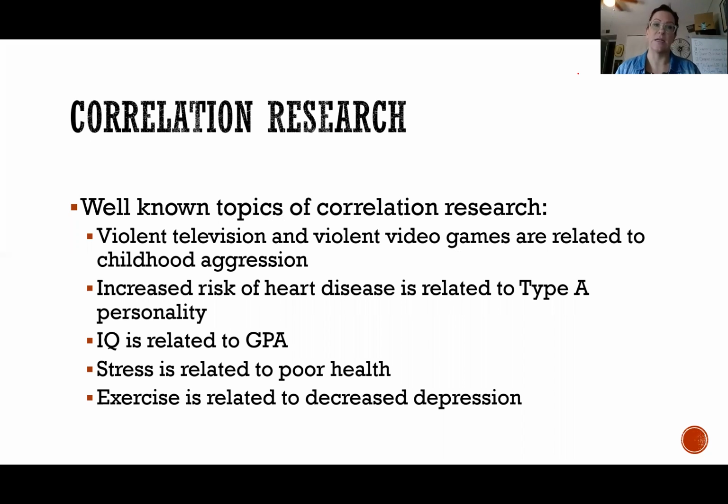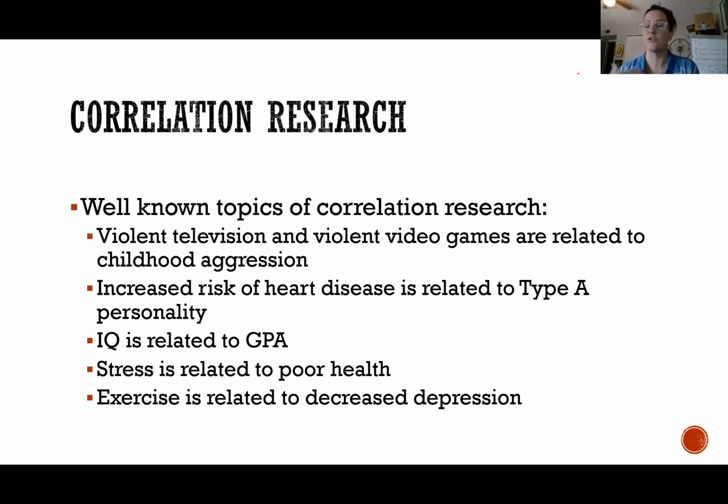We can see that there's a relationship between IQ and GPA. We can also see that stress is related to poor health. We see that our immune system is affected by stress. And we also know that exercise is beneficial when it's related to depression. So we could see decreased amounts of depression with people who exercise frequently. So this is all common correlational research that you've probably heard over the years.